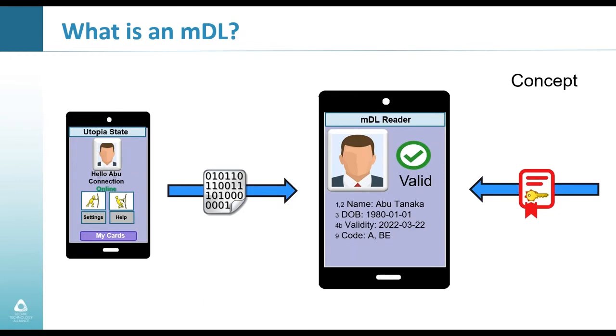When asked what does an mDL look like, the answer is you can't really see it because it's the zeros and ones being carried, transmitted, and verified.